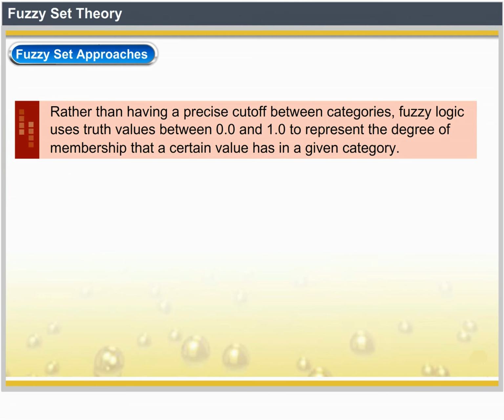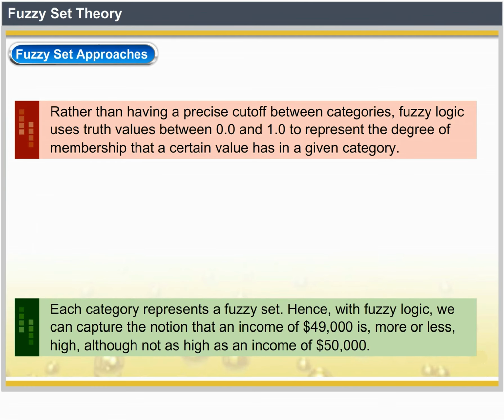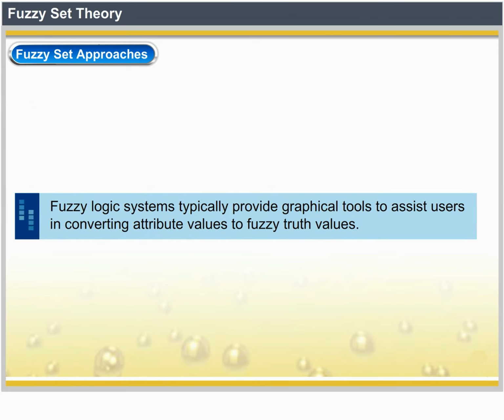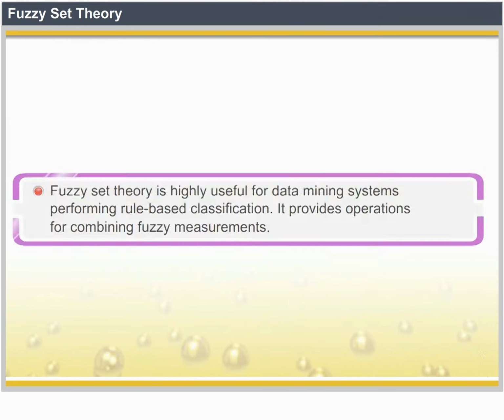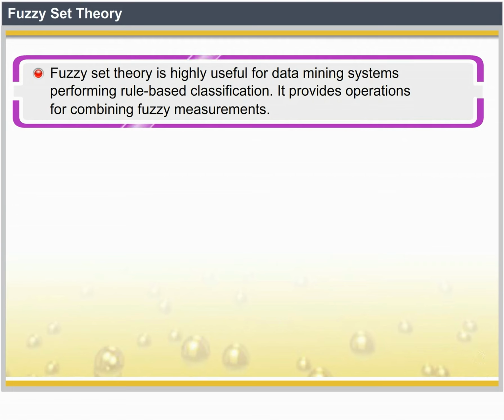Each category then represents a fuzzy set. Hence, with fuzzy logic, we can capture the notion that an income of $49,000 is more or less high, although not as high as an income of $50,000. Fuzzy logic systems typically provide graphical tools to assist users in converting attribute values to fuzzy truth values. Fuzzy set theory is useful for data mining systems performing rule-based classification. It provides operations for combining fuzzy measurements.